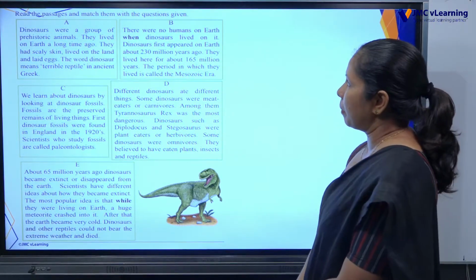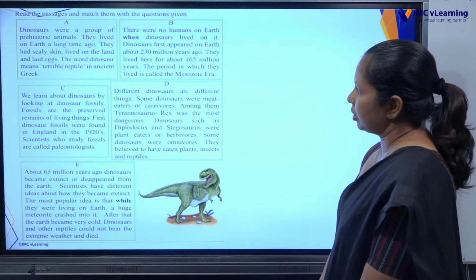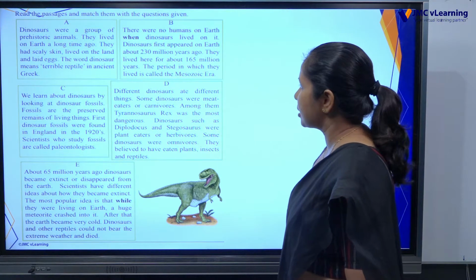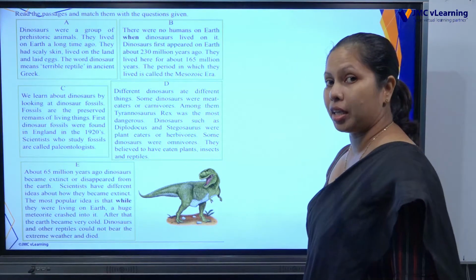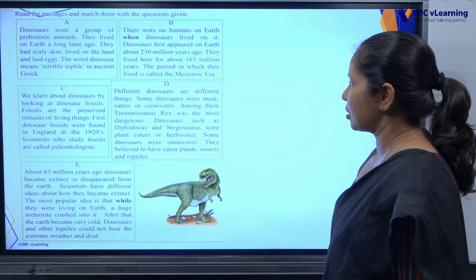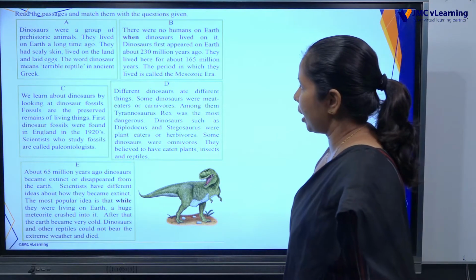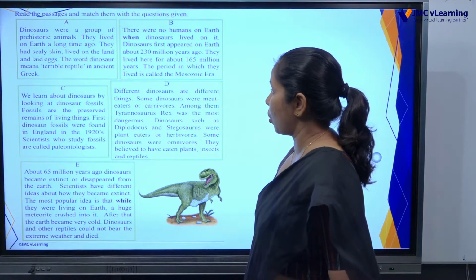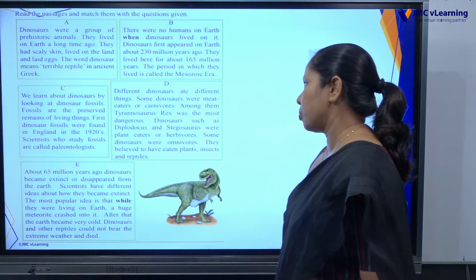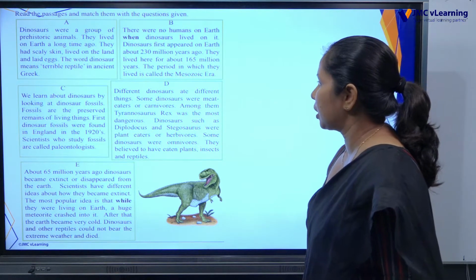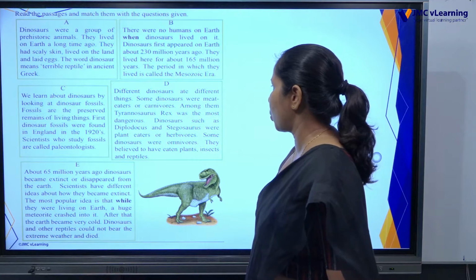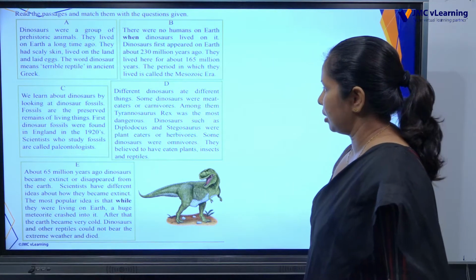Now, we will read passage D. Different dinosaurs ate different things. So, here in this they are speaking about what the dinosaurs ate. Some dinosaurs were meat eaters or carnivorous. So meat eaters were called carnivorous. Among them, Tyrannosaurus rex was the most dangerous.